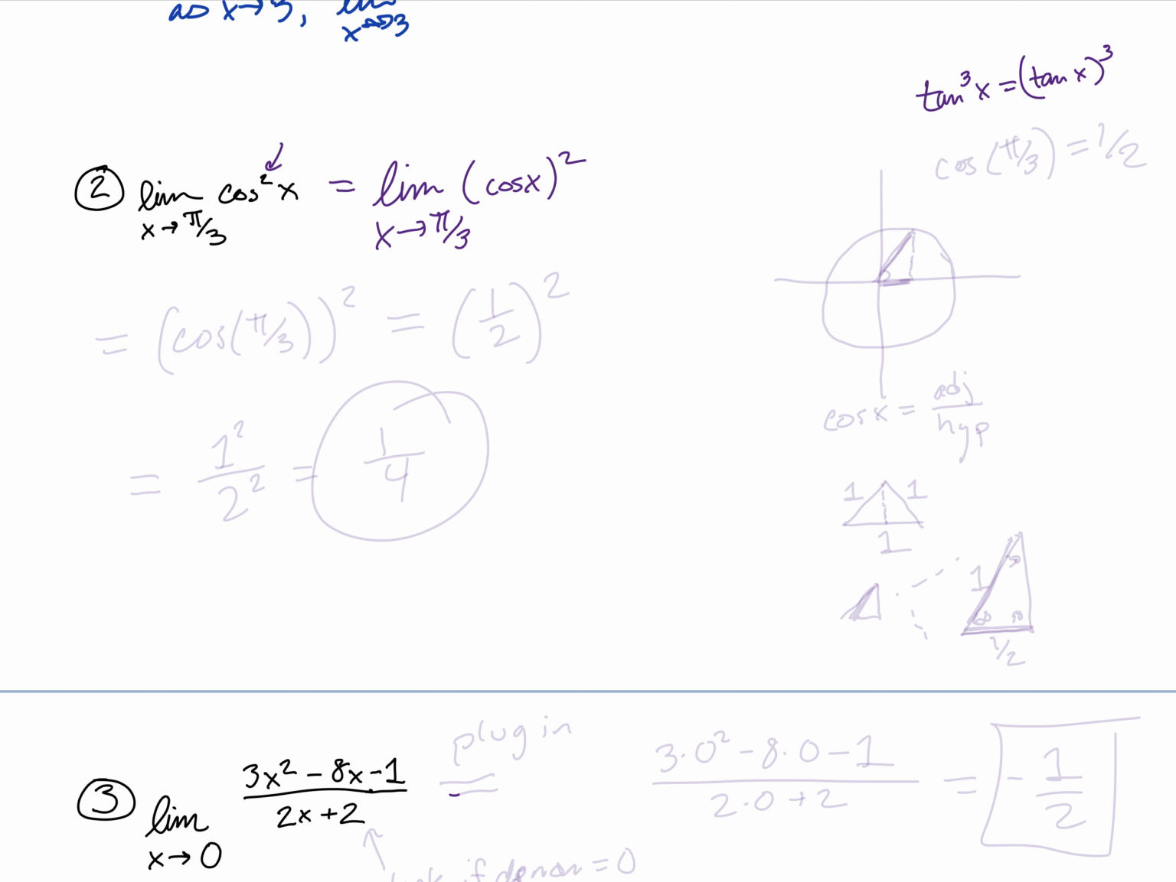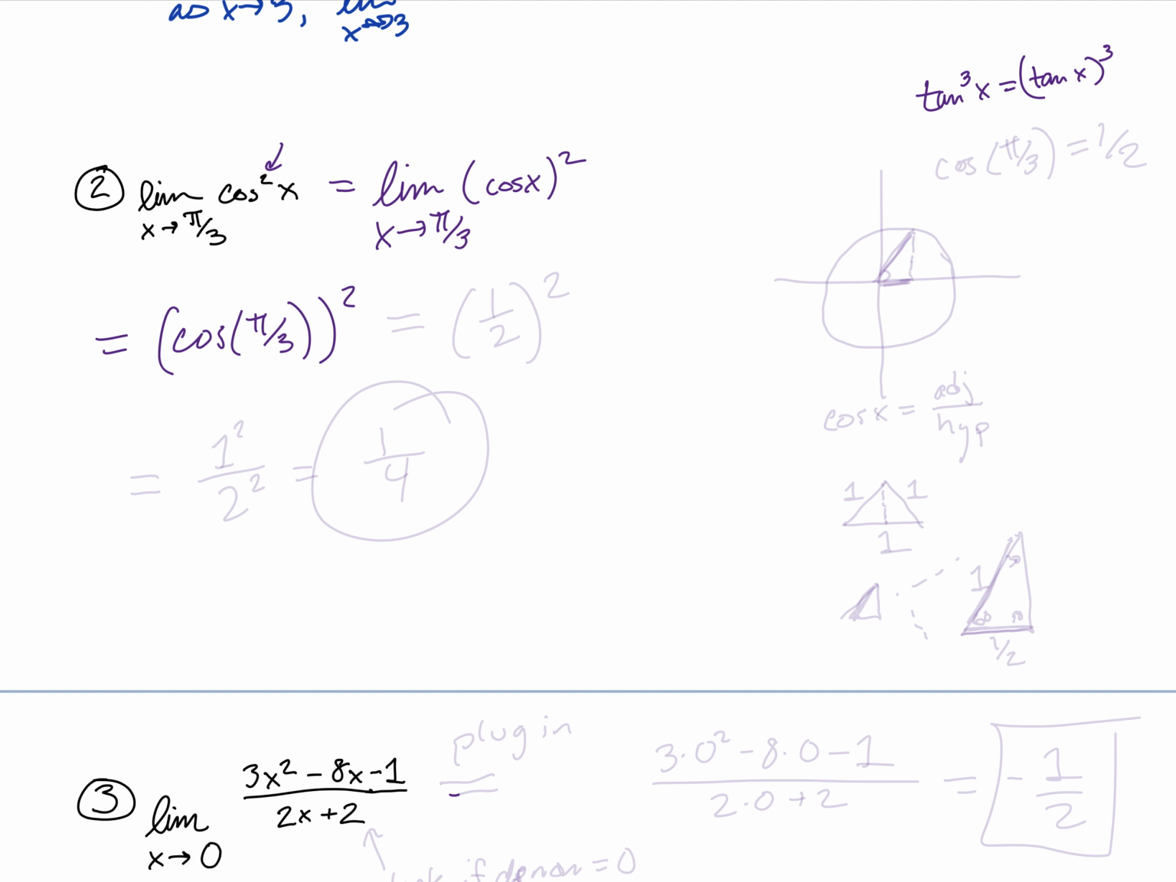Okay, so by the theorem above, we know that this is just going to be equal to cosine of pi over 3, squared. So whatever cosine of pi over 3 is, and then square that value, that is going to be our solution. And we know that that's true because we know that cosine of x is continuous over its entire domain, and by the theorem above, the limit as x approaches any value for cosine of x is just going to be plugging in that value.